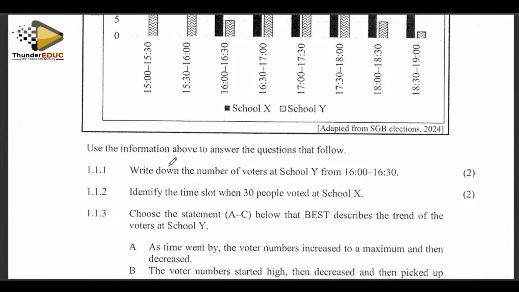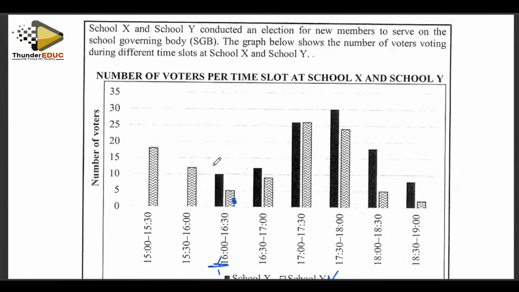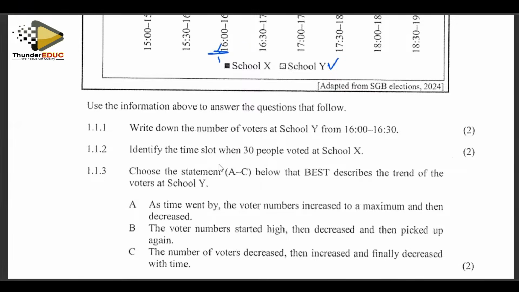Okay. Write down the number of voters at school Y from 16:00 to 16:30. So we come here, we look at this. That's the first, and we are looking at Y. Y is this other one here. So these were 5. Number of voters. So here the answer is supposed to be what?